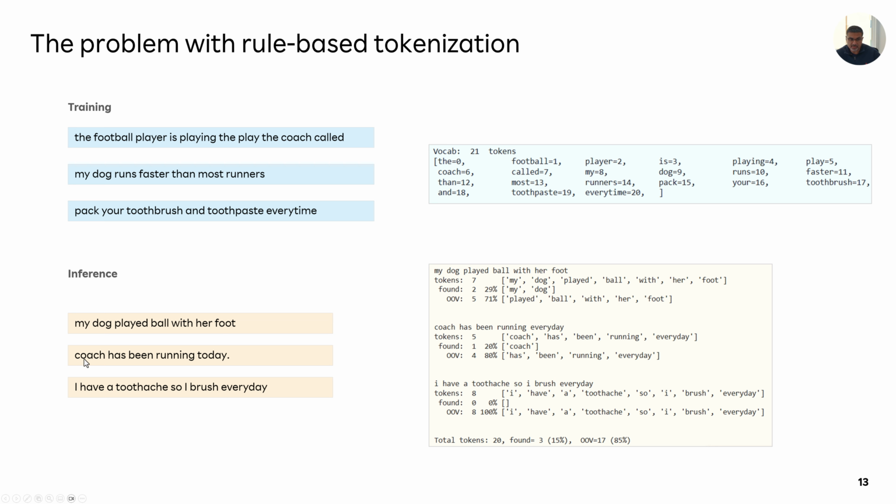And if you look at the second sentence, coach has been running today, it has five tokens, and only one of those tokens, coach, is there in the vocabulary based on the training data set that I passed it. The other tokens like has, been, running, today are not there. Although runners is there, running is not there, and I say, oh, I don't have it. By the way, OOV means out of vocabulary words. Okay, and the same thing goes for the third sentence as well. And here, in fact, this is worse. I have a toothache, so I brush every day.